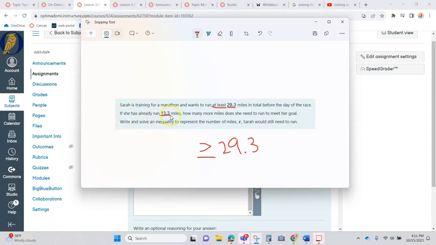Now let's look at this number. If she has already run that, how many more does she need to go?